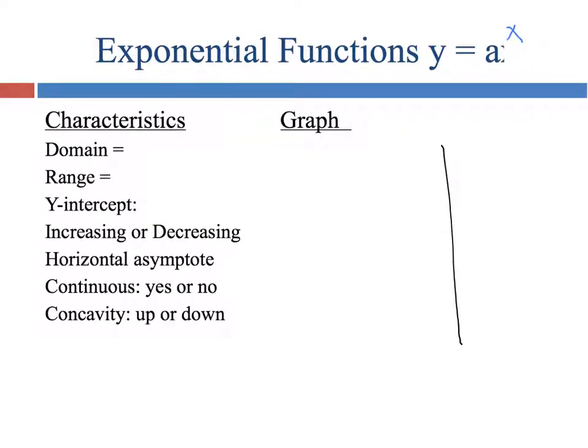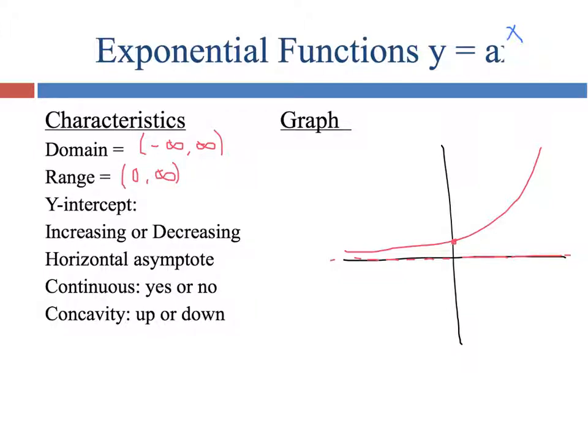So the graph of the exponential function y equals a to the x is going to look something like this, with the following features. The domain of the exponential function is from negative infinity to positive infinity. The range is from 0 to infinity. The y-intercept is at (0, 1). It is an increasing function. The horizontal asymptote is y equals 0. It is continuous, and it is concave up.